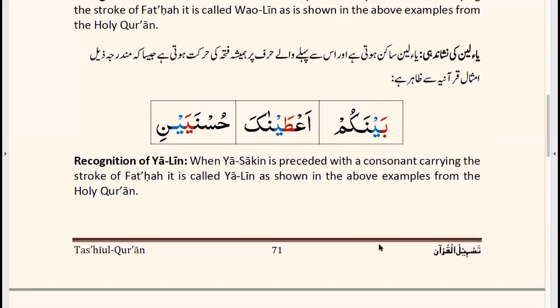So, do you understand waw-een and ya-een? Yes. Okay. Can you spot in this example which color the ya-een is? Blue. Blue, very nice. So ya-een is blue and it's ya-een because it carries a sukoon sign and before it we have a letter carrying a fatha. We have a ba carrying a fatha. Do you want to try and read this example?